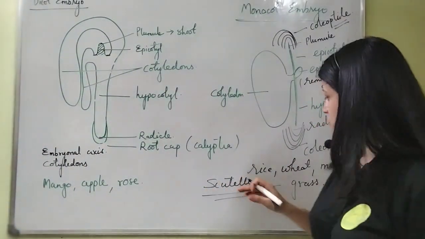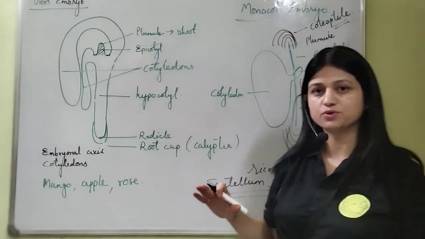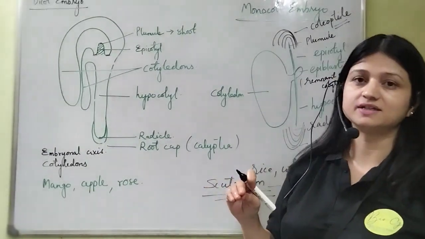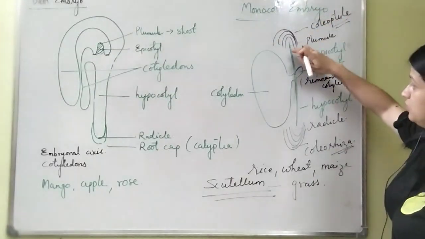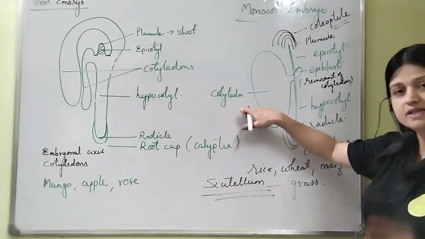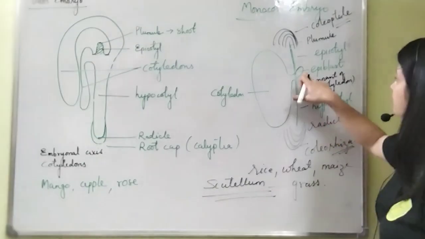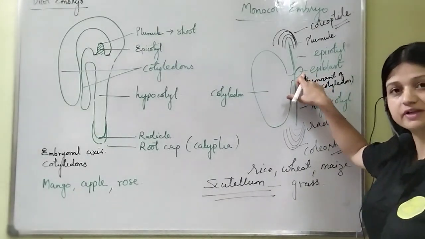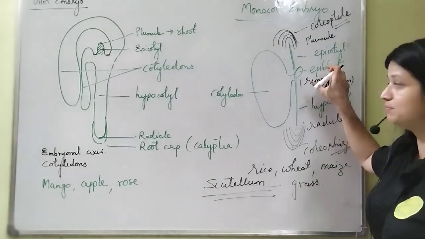Clear? So scutellum is not present in all monocots. सभी monocots में present नहीं होगा. It will be present in grasses. So again, just see here the monocot embryo. It consists of an embryonal axis. There is one cotyledon. In case of grasses, we use the term scutellum. One of the cotyledon does not develop, and its remnant is known as epiblast.